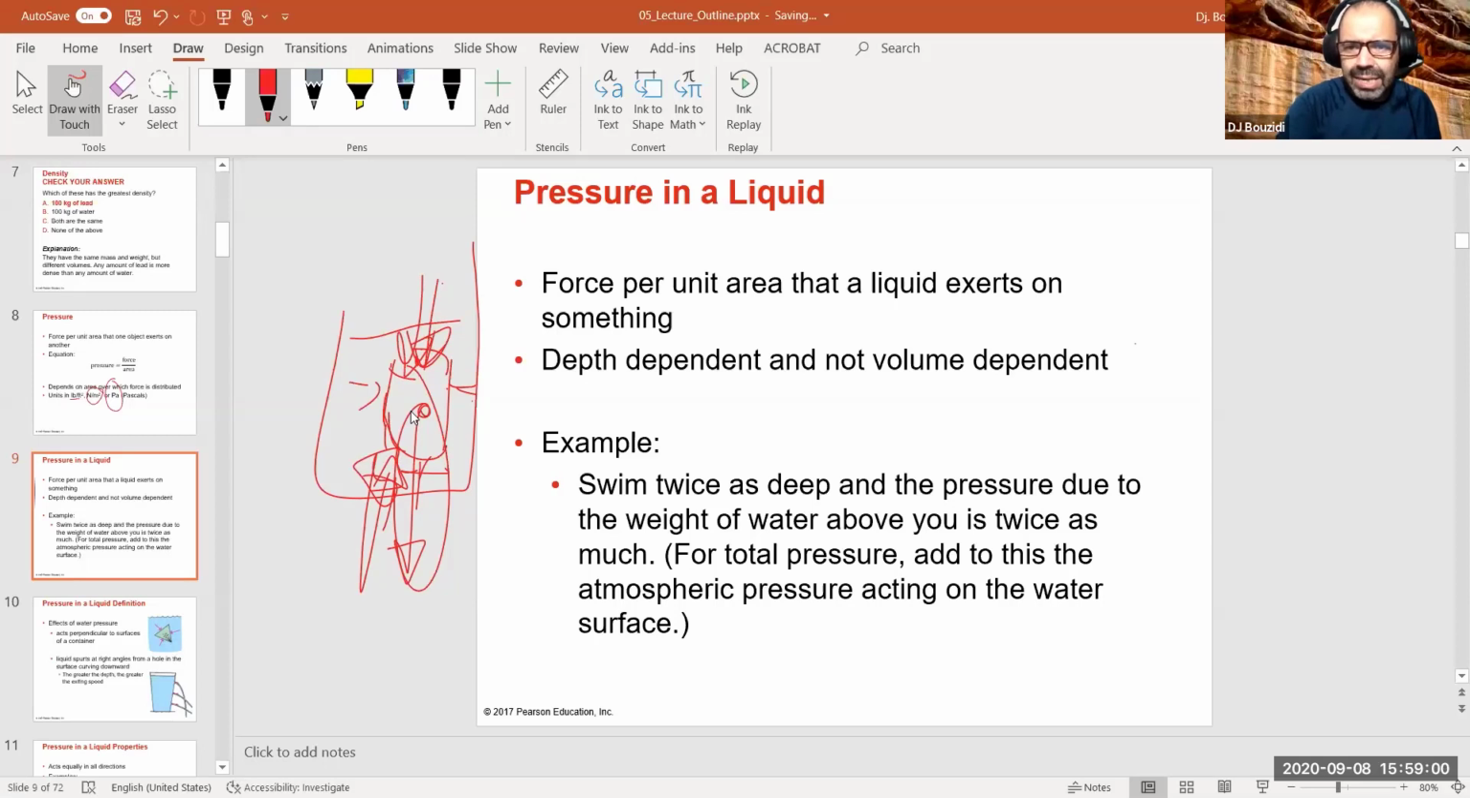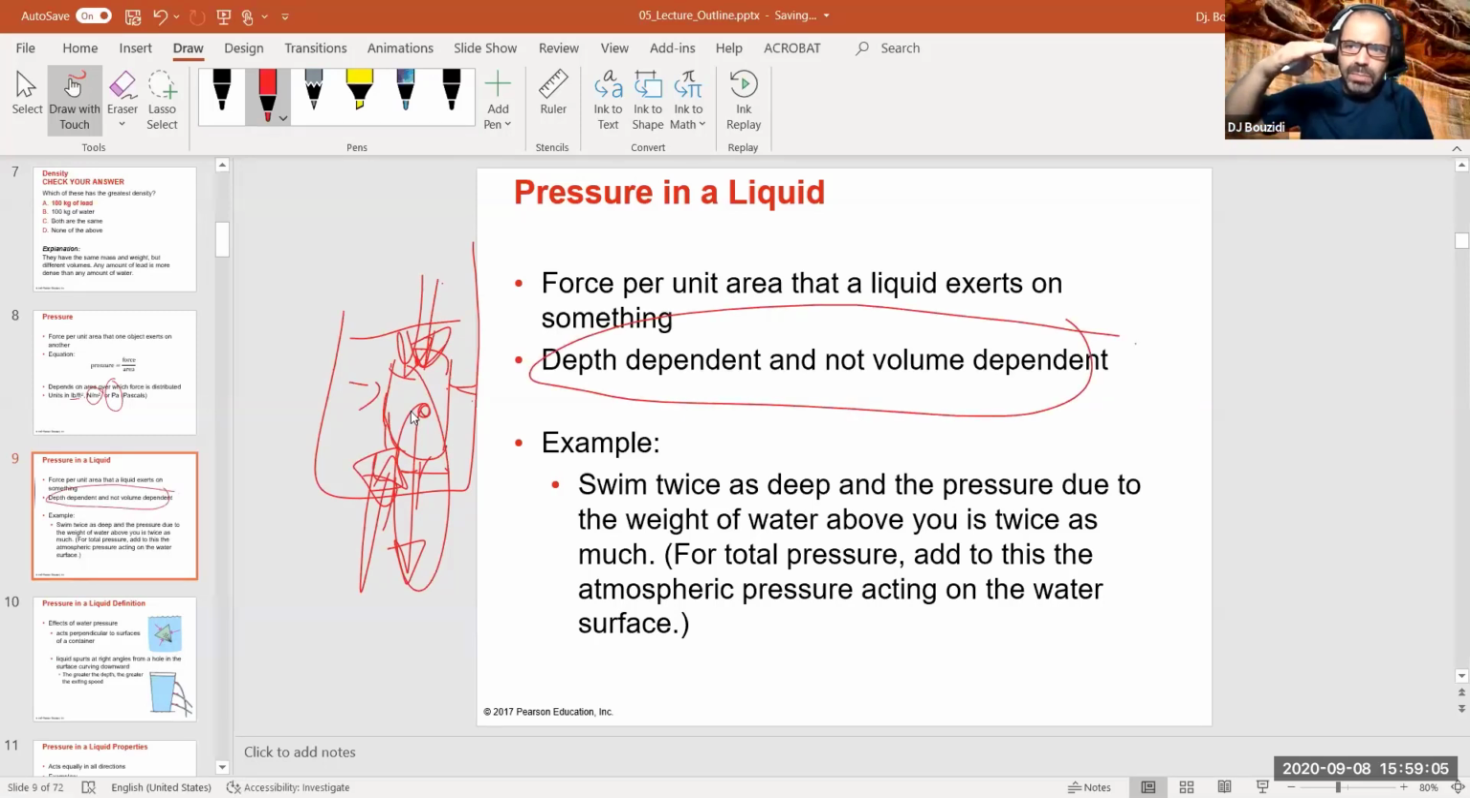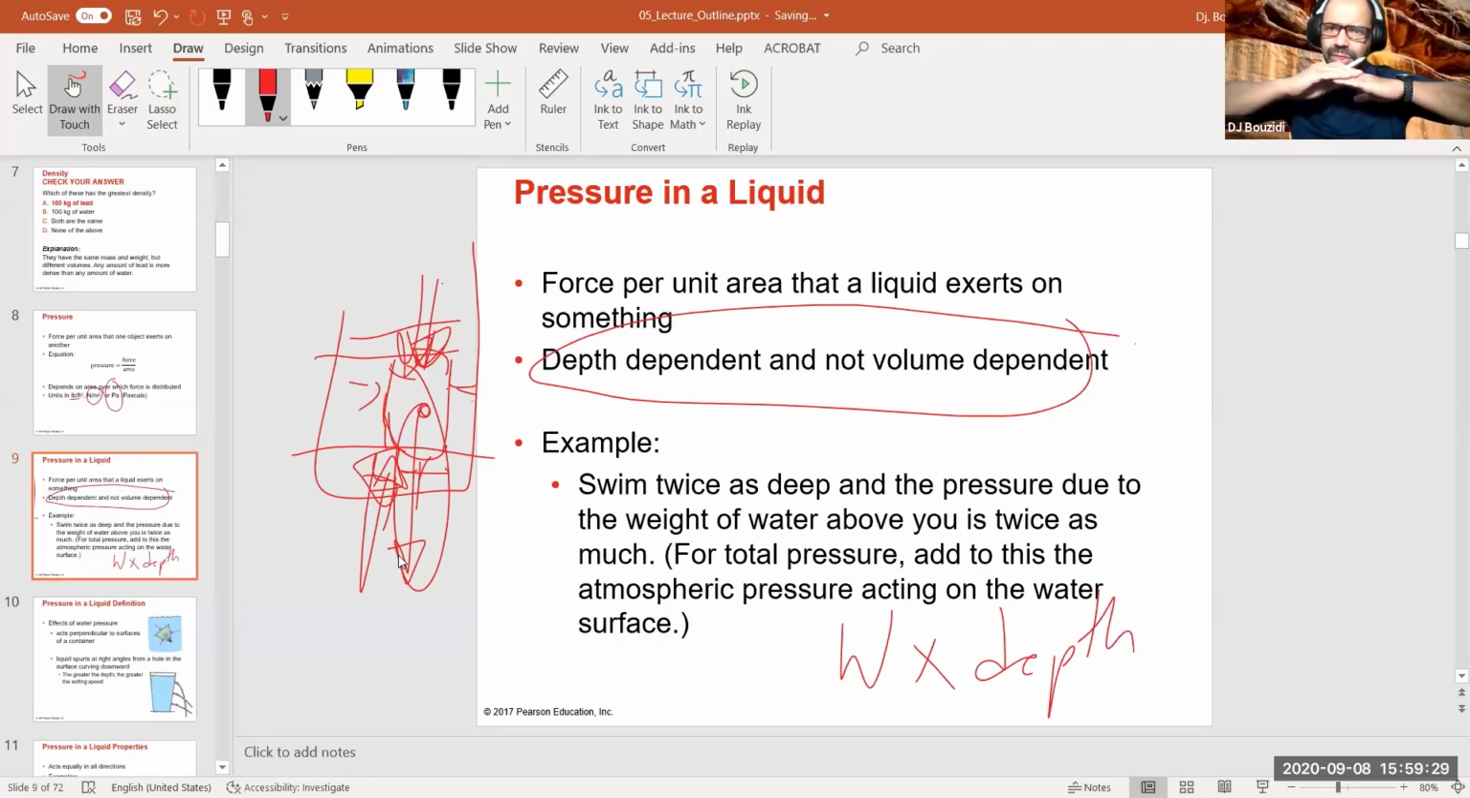Which means that the pressure depends only on depth, on how deep you are. The closer you are to the top, the less pressure the fluid exerts. The further you are from the top, the more pressure it exerts. So that's basically how the mathematical proof goes. And actually, we will see down the road that this pressure is equal to the weight of the water times the depth.